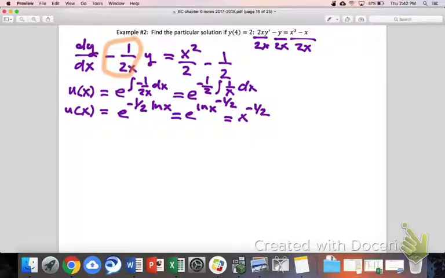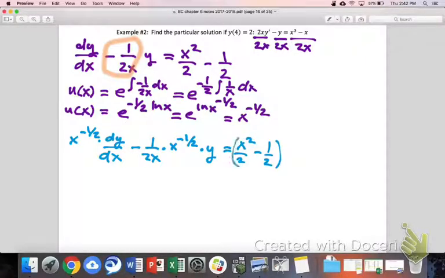Okay, so I'm going to write this now with that integrating factor in there. So it's going to be x to the negative 1/2 times dy/dx minus 1 over 2x times x to the negative 1/2 times y equals, maybe I'll just write it as x squared over 2 minus 1/2 times x to the negative 1/2. Is that okay? Yeah. The right side is just a distributive property, so I'd say the right side is x to the 3/2 divided by 2 minus x to the negative 1/2 divided by 2.